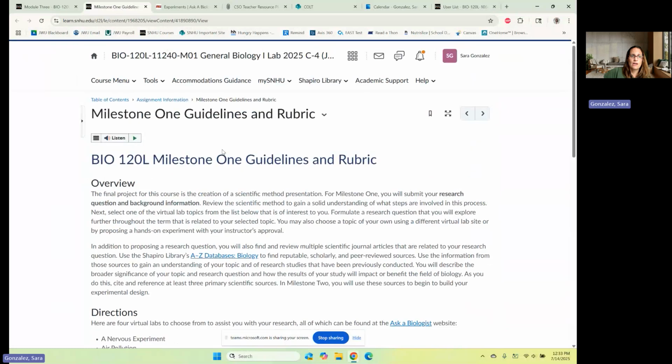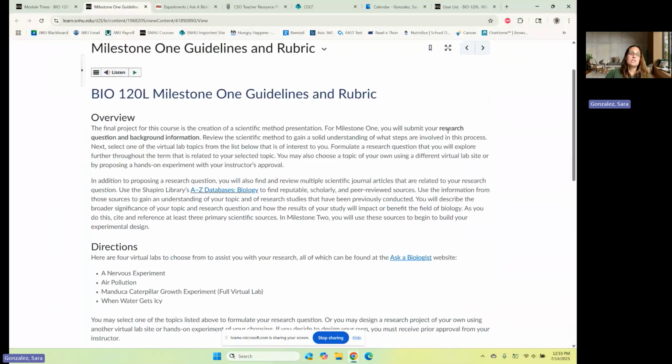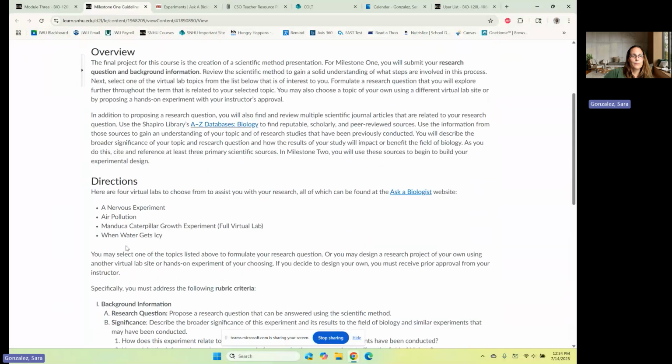Here are the directions for milestone 1. You're going to submit your research question and a little bit of background information. So make sure that the topic that you choose, and again, you don't have to choose one from that Ask a Biologist, they're just suggested for you, is one where you're going to be able to complete or answer your hypothesis using the scientific method. So you're going to formulate a research question that you want to explore and then provide a little background information for this as well.